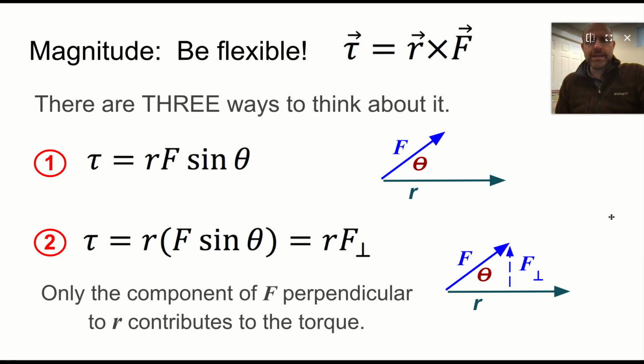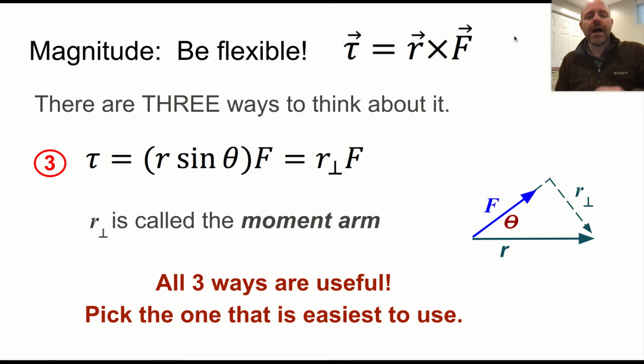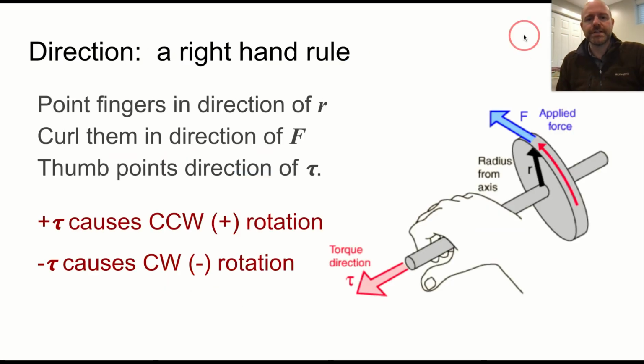So when it comes to the magnitude, there's three different ways to think about the magnitude. One is just this formula. The torque is equal to the length of the R vector, the length of the F vector, times the sine of the angle between them. You can think of this as R times F sine theta, or in other words, R times the part of the force that is perpendicular to the R vector. Or you can think of it in terms of how much of the R vector is perpendicular to the force vector. This is often called the perpendicular part of R. It's called the moment arm. Any one of them gives you the same result. They are all ways of describing a cross product, but one may make more sense in a given situation.